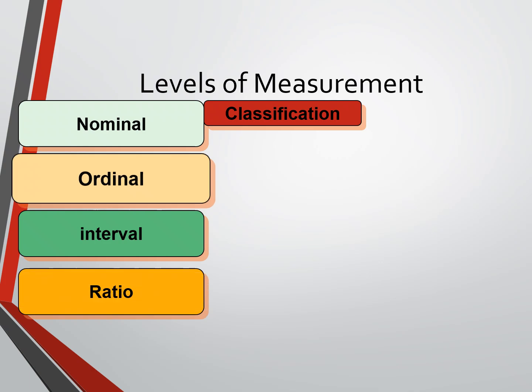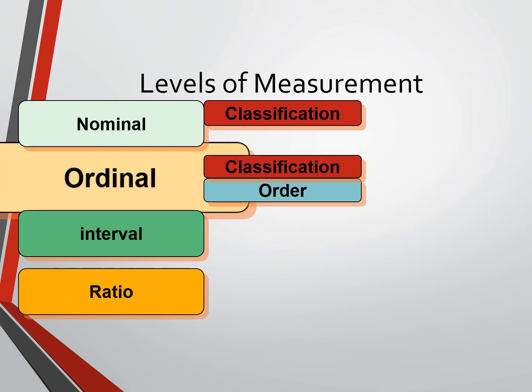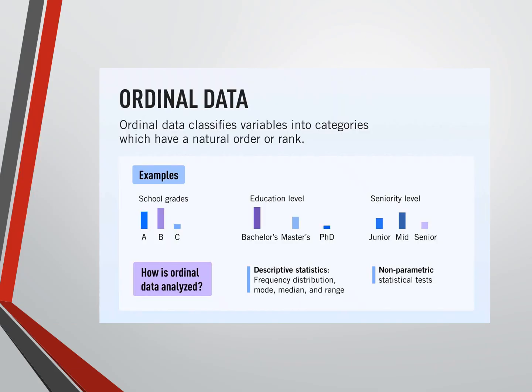The second scale we are coming to is ordinal. The ordinal scale has the classifications, but at the same moment it indicates the order. So ordinal data classifies the variable into categories which are of the nature of order or rank. Like we can say school grade A, B, C, or educational level, a person may be bachelor, master, or PhD, or seniority level in the industry. It may be, say, junior, mid level, or senior.